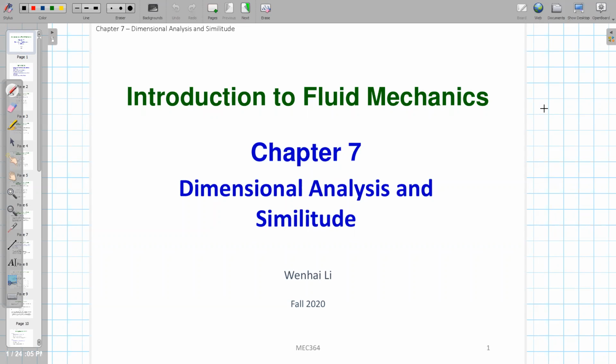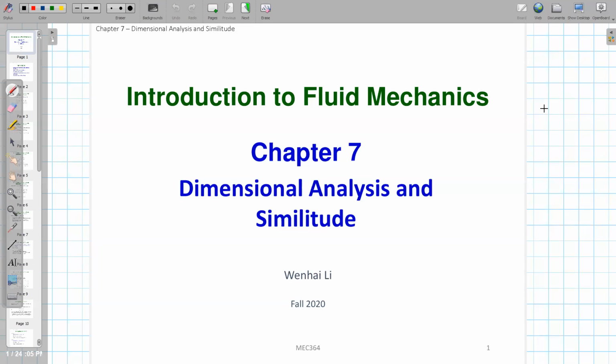And so we finished talking about the incompressible inviscid flow, and we will continue talking about other kinds of flows, especially the viscous flow. That is chapter 8 and chapter 9, and we will not cover the full content for the viscous flow, but we will just do a fundamental introduction on it. All right, but before that, we have a chapter talking about dimensional analysis and similitude.